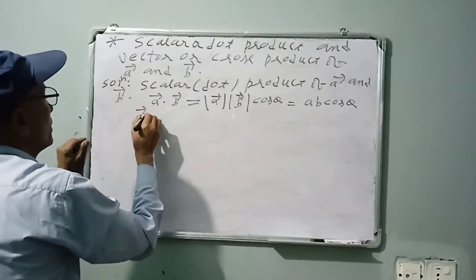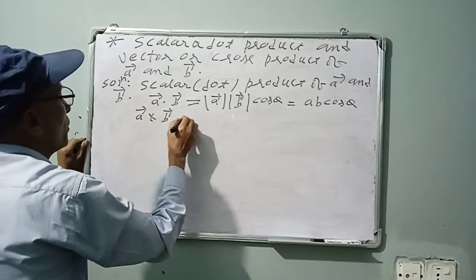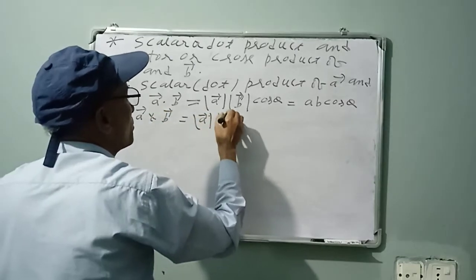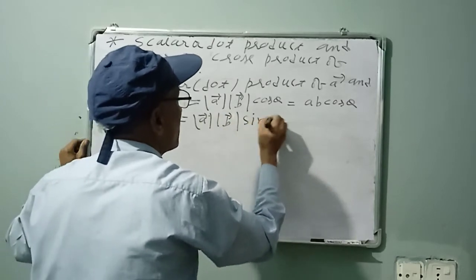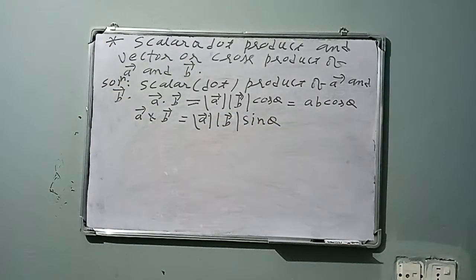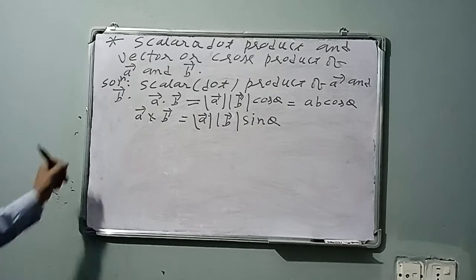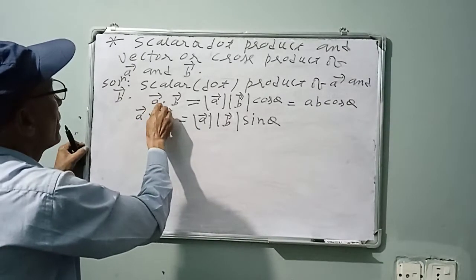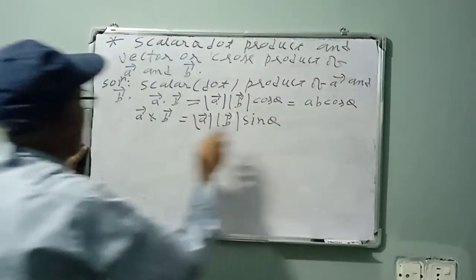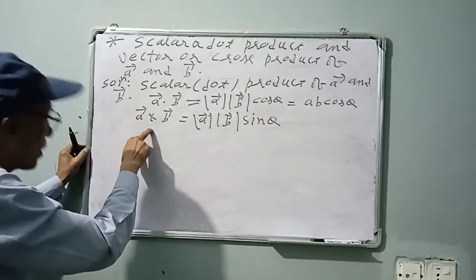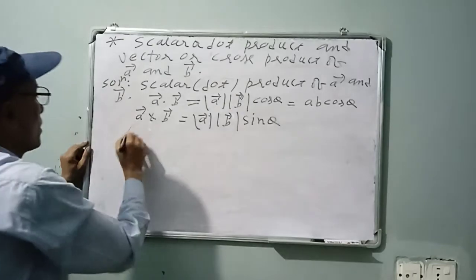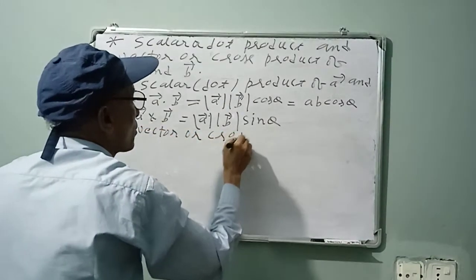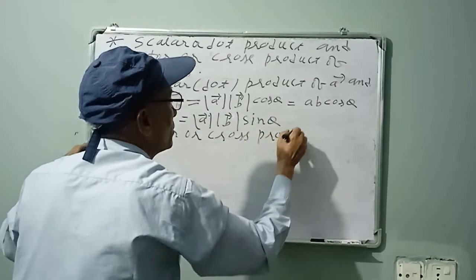A cross B equals modulus A modulus B sin theta. This is the dot product and cross product. See, dot product, or scalar product: A dot B equals AB cos theta. And this one is called the vector or cross product.